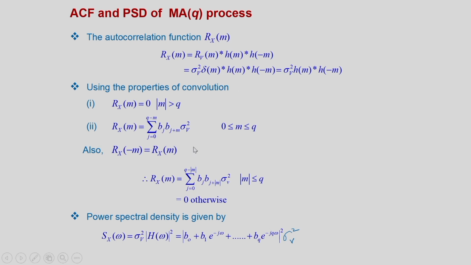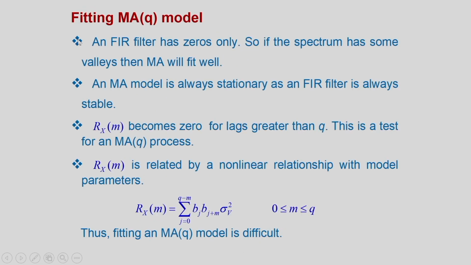So, we got the autocorrelation function given by this expression and the power spectral density given by this expression. Now, how do I fit an MA(q) model? An FIR filter has zeros only. So, if the spectrum has some valleys, then MA will fit well, because an FIR filter will have zeros, and those zeros will give rise to valleys in the spectrum. I will show an example later on.